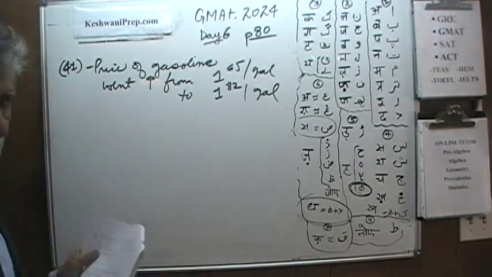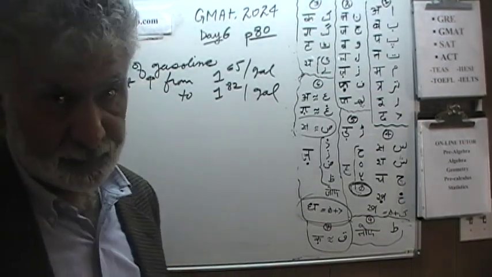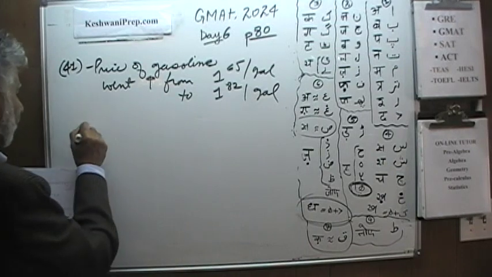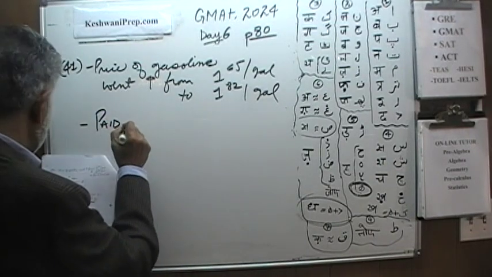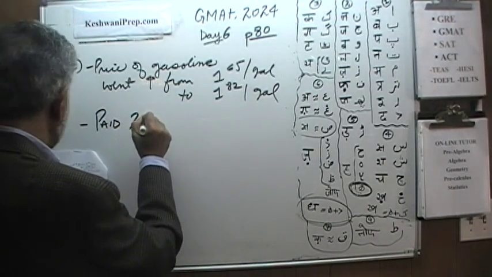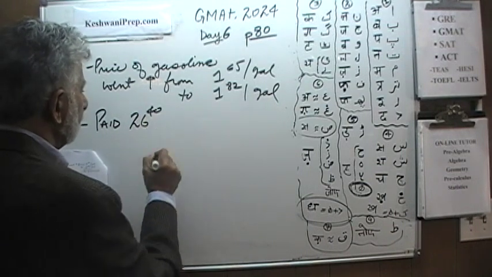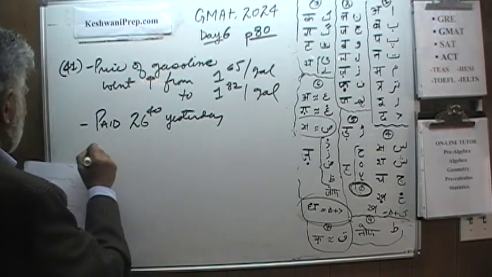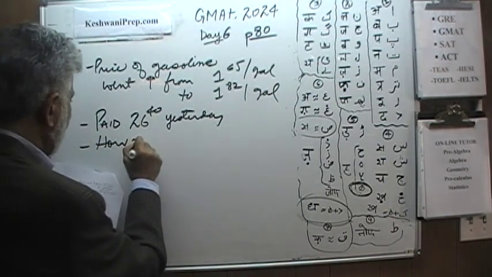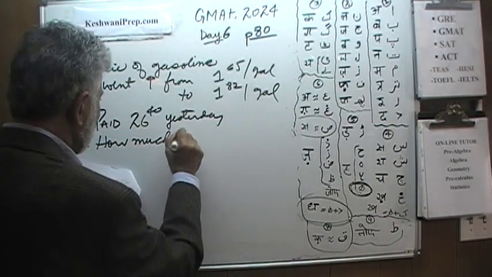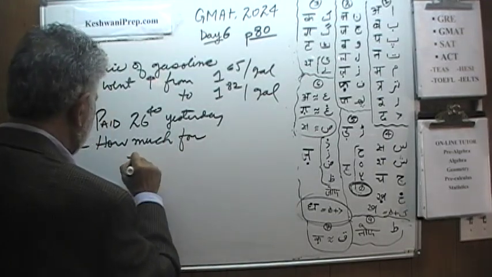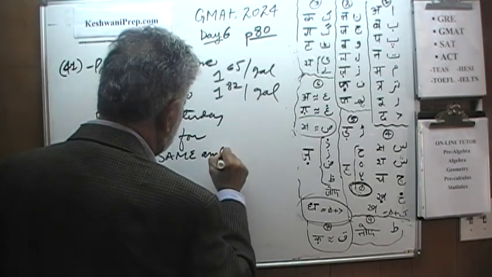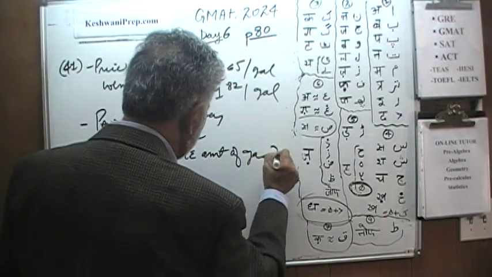So today when I went to the gas station, I found out that the price of gasoline has gone up from $1.65 to $1.82. Yesterday I paid $26.40. How much would I pay now for the same amount of gasoline today?